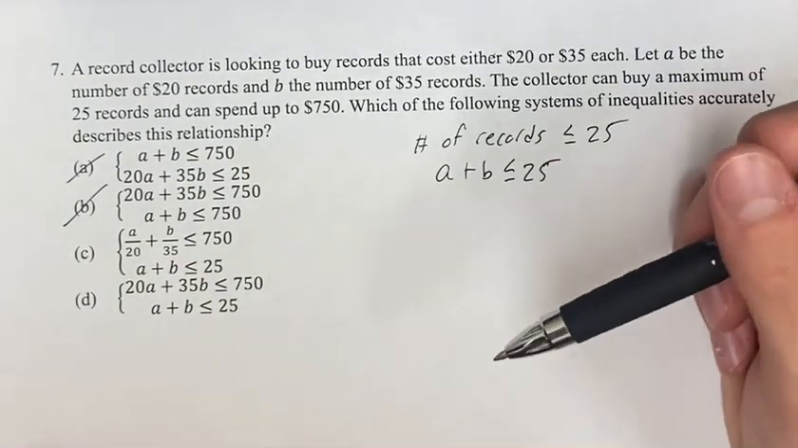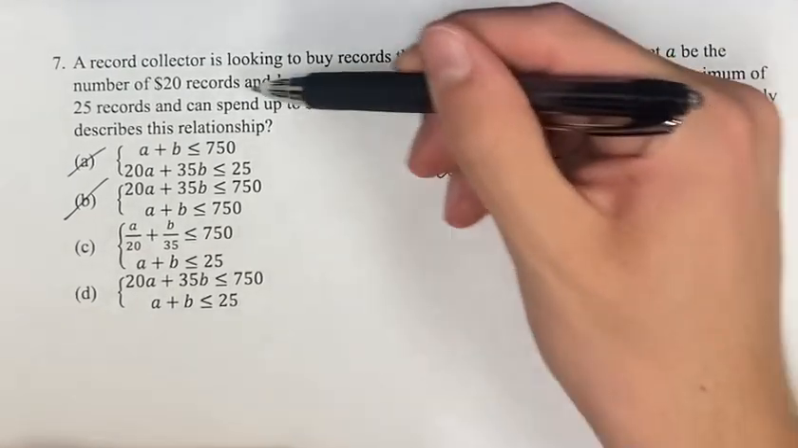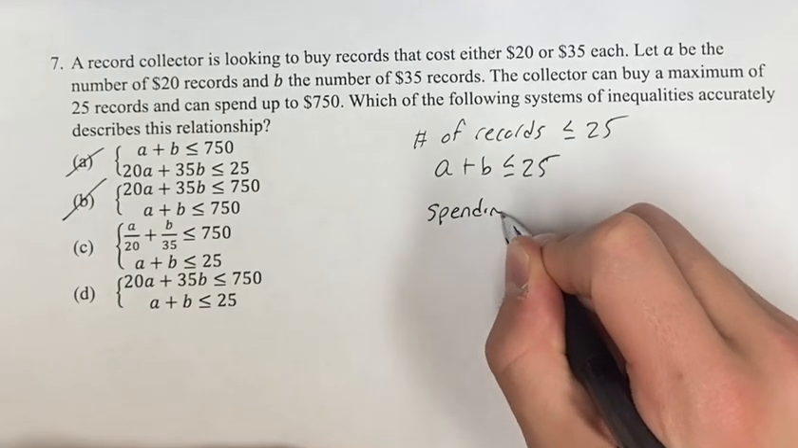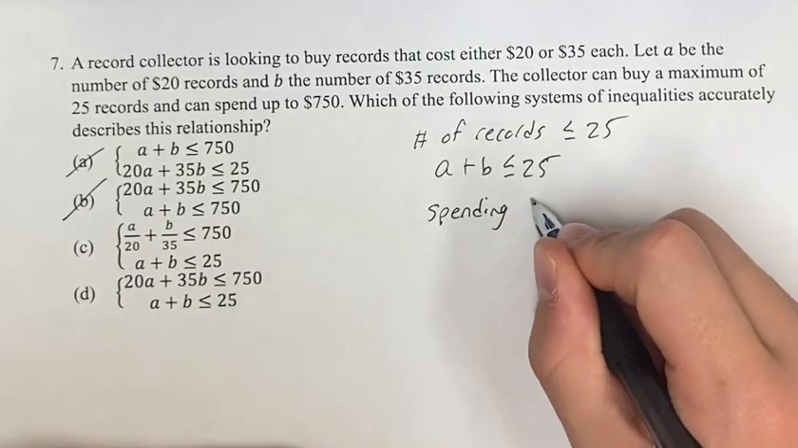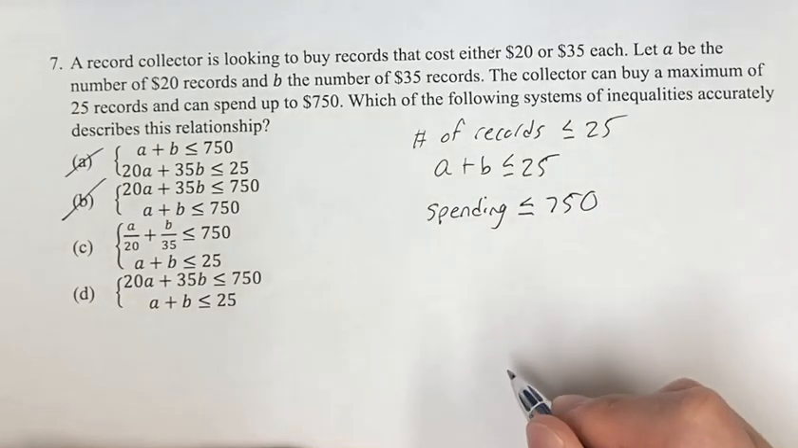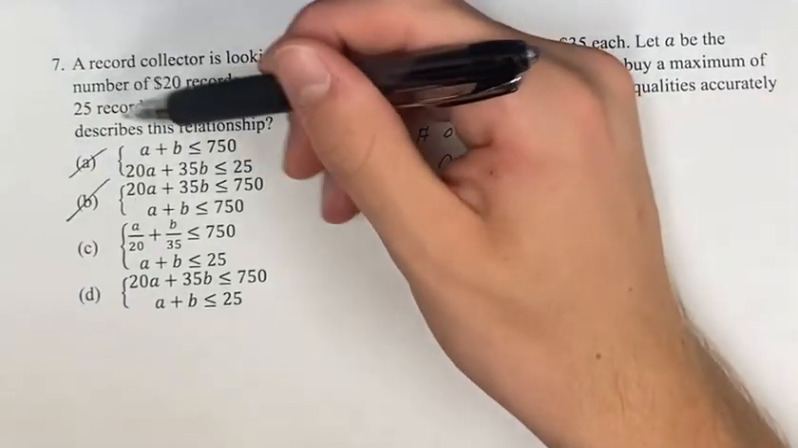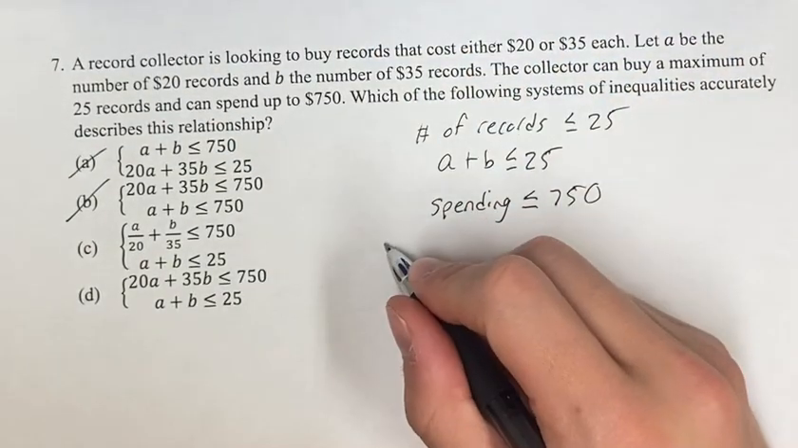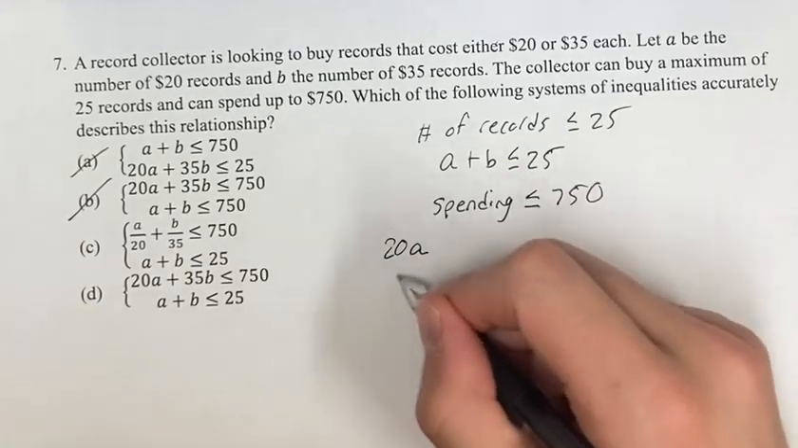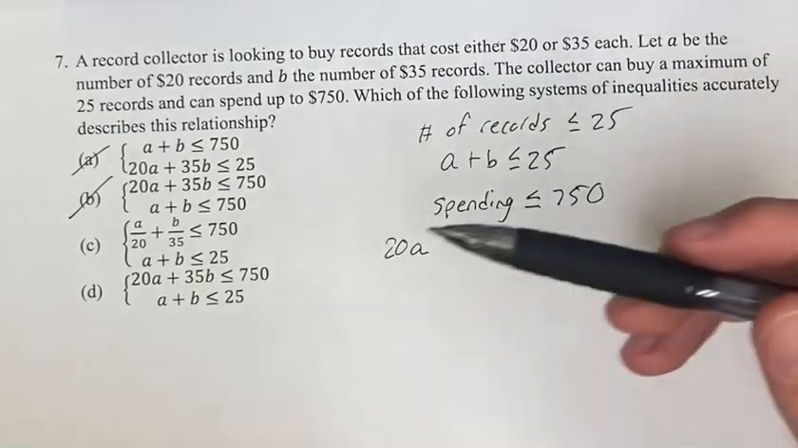The other relationship we're looking at is that we can spend up to $750. So spending can be up to $750. That means it can be less than $750 or it can be equal. So this is the spending on A, right? On the $20 records, how much money are you spending? Well, it's $20 per record times the number of records. So if you had 5 records, the amount of money you're spending is $100 because it's 20 times 5.